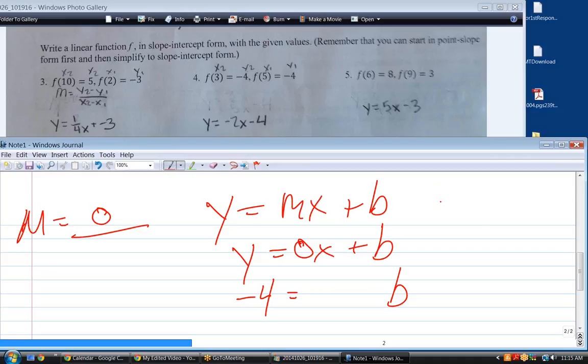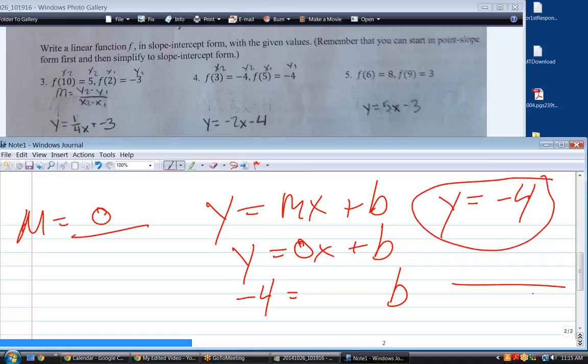So the answer then is y equals 0x minus 4. You don't write the 0x because 0 multiplied by anything is 0. So this is what we're used to seeing as the equation of a horizontal line. Well, that is a horizontal line, notice. Both y values were the same, -4.